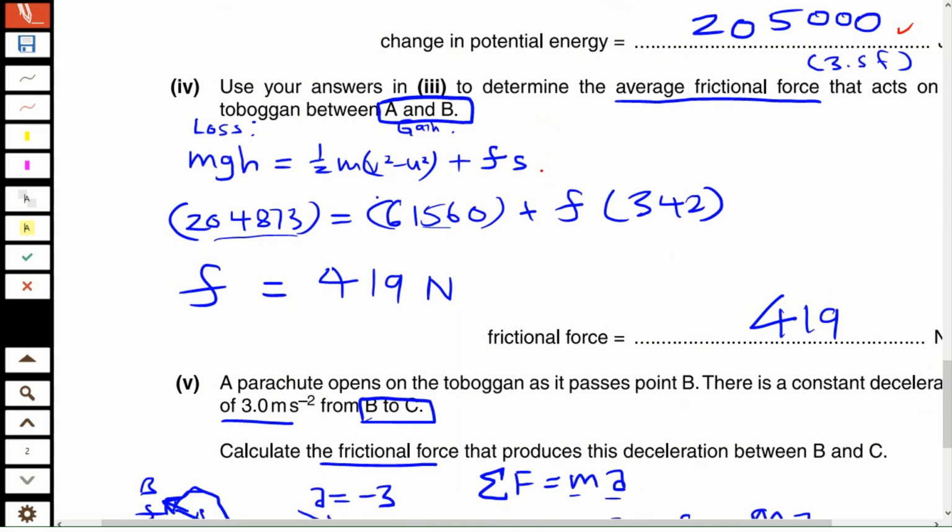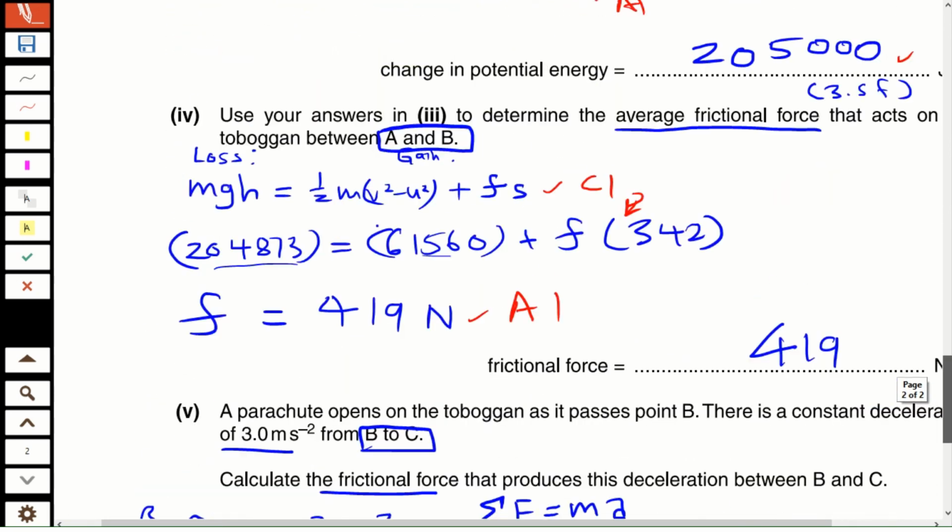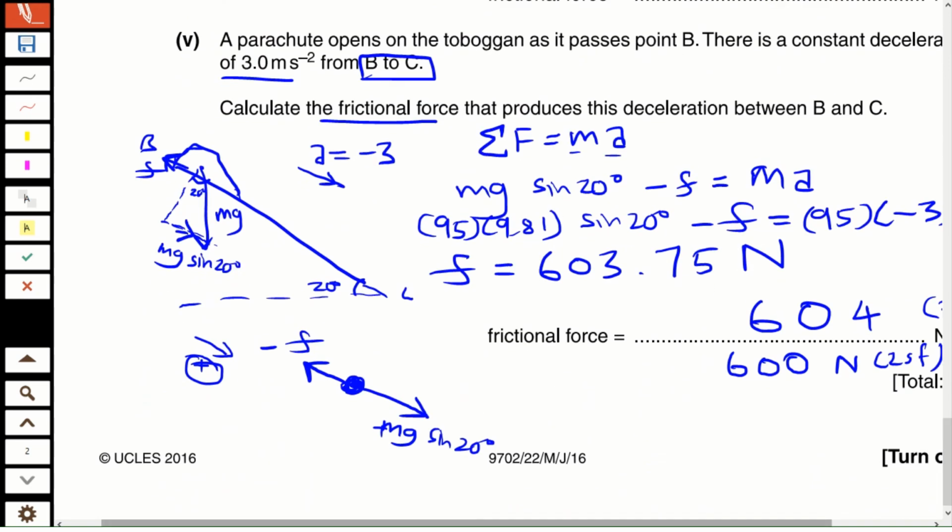For this one, the first C1 mark comes from knowing how to determine your losses and gains in energy. So this will be over here. Or if you didn't write that out, it can also come from that next line over there. The final accuracy mark is for friction. Make sure you round properly and calculate well. Don't make silly mistakes.